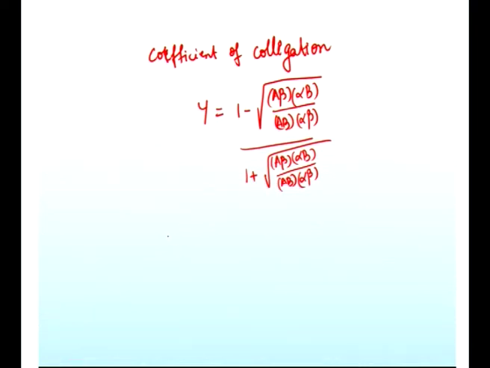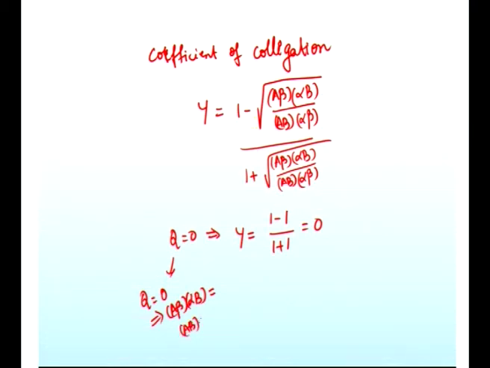So, Q equal to 0 implies Y is equal to 1 minus 1 divided by 1 plus 1, which is also equal to 0, because Q stands for AB into alpha beta minus A beta into alpha B, right? Q equal to 0 actually implies A beta into alpha B is equal to AB into alpha beta. Okay. Therefore, these two are equal, the root being 1. So, 1 minus 1 divided by 1 plus 1, Y is equal to 0, and similarly we have Q equal to 1 implies Y is equal to 1, and conversely.